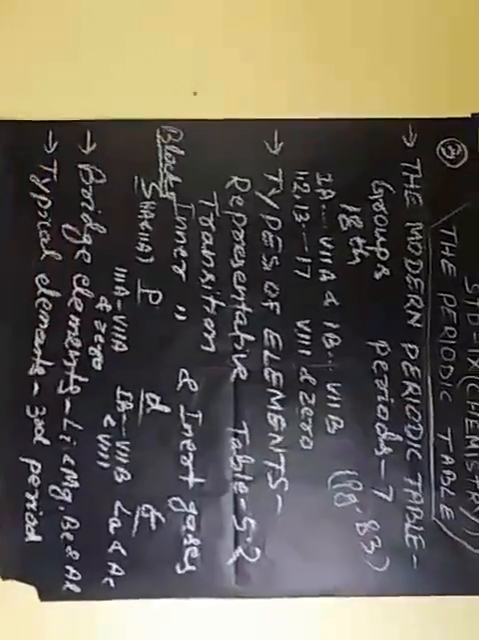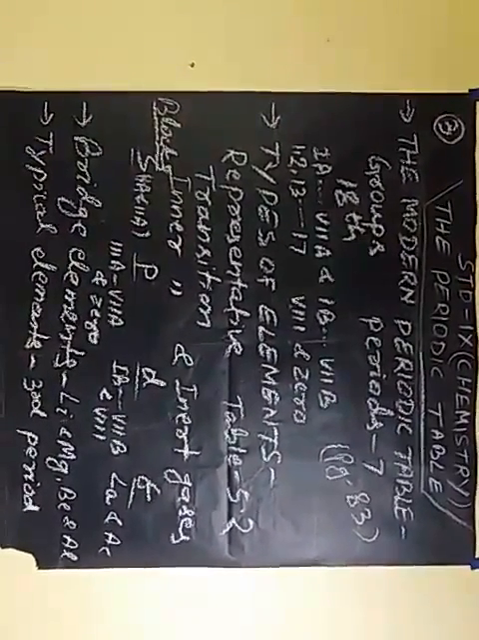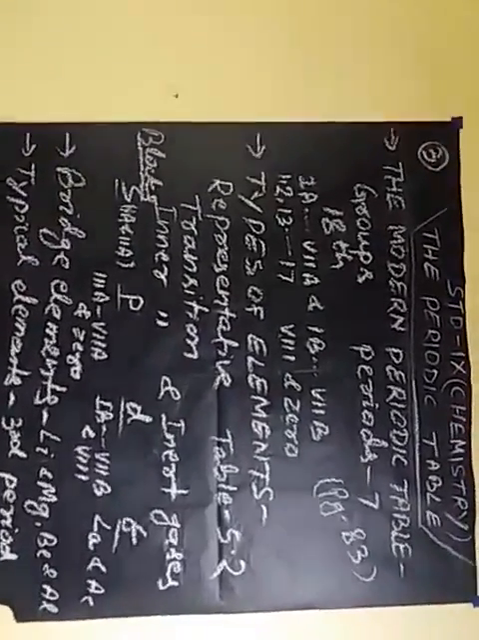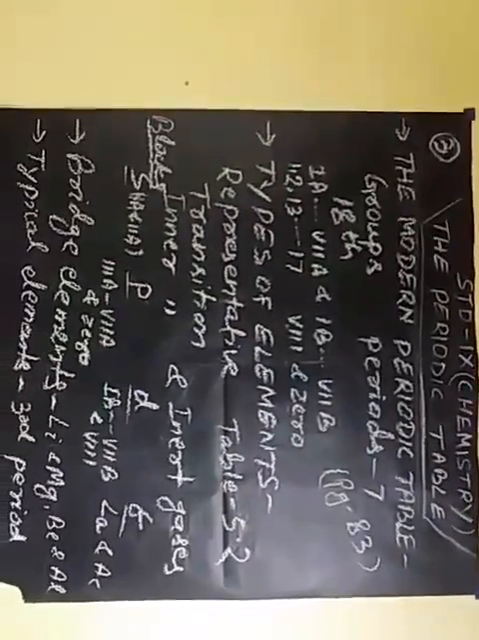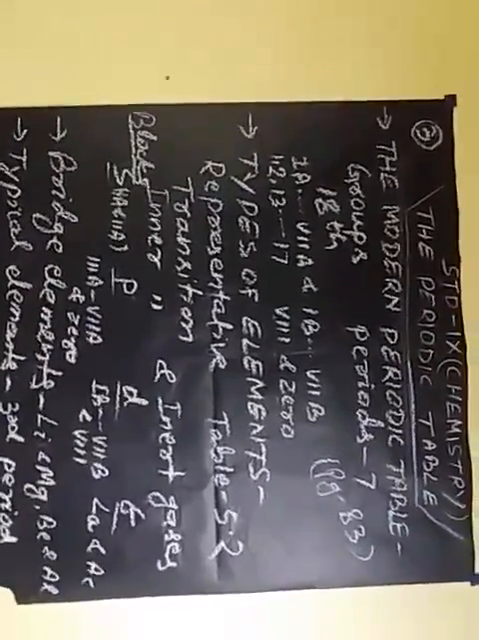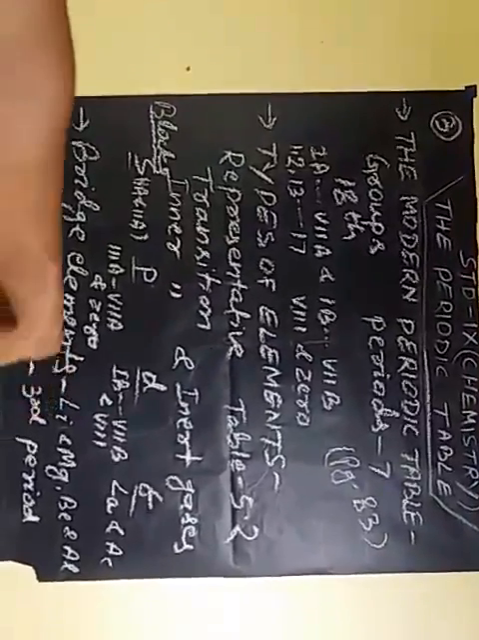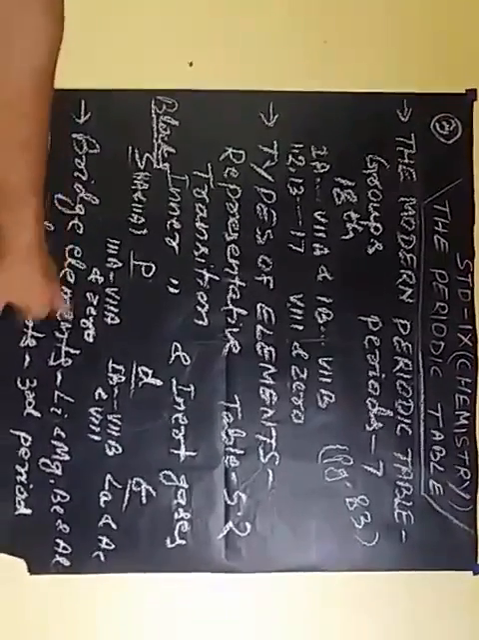Then what are bridge elements? Bridge elements are in different groups and different periods, but have the same character or properties, may be metals, non-metals or metalloids. One example, lithium and magnesium, are in different groups and different periods, but both are metals. These are the bridge elements. Beryllium and aluminium, in different groups and different periods, are also bridge elements.